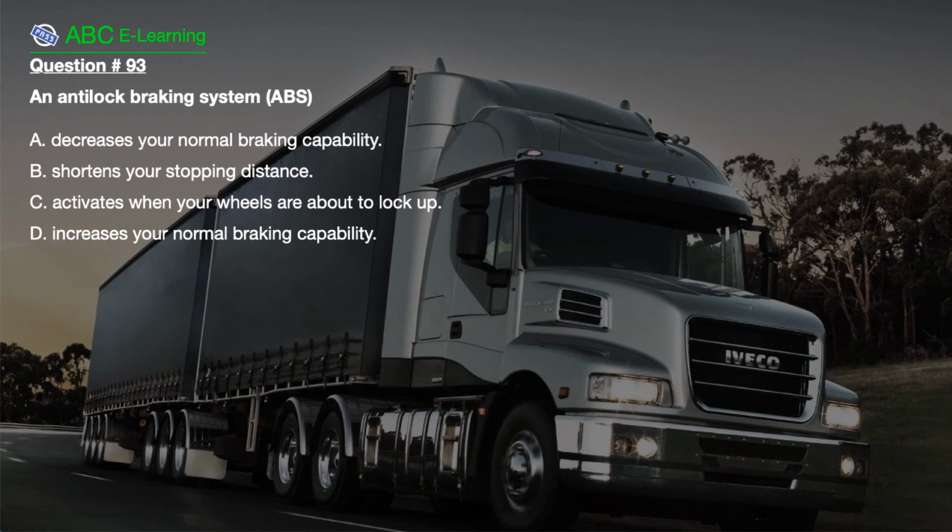Question number 93. An anti-lock braking system, ABS: A. decreases your normal braking capability. B. shortens your stopping distance. C. activates when your wheels are about to lock up. D. increases your normal braking capability.